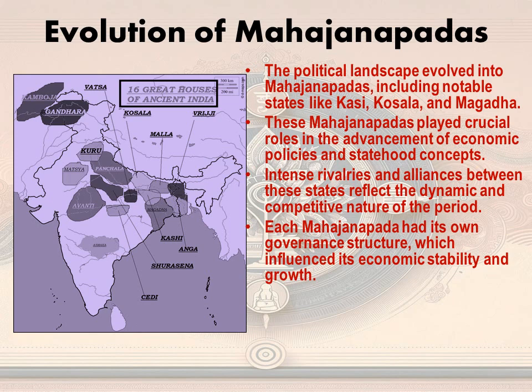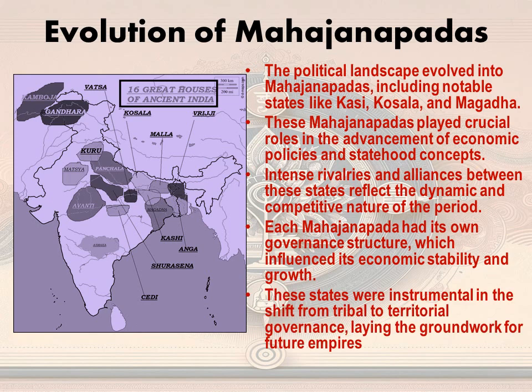Each Mahajanapada had its own governance structure which influenced its economic stability and growth. Now, every Mahajanapada did not have a king. Few were confederacies, few were very much democratic. But every Mahajanapada had a specific type of unique government structure, and that structure helped in the development of economic stability and growth of that particular state.